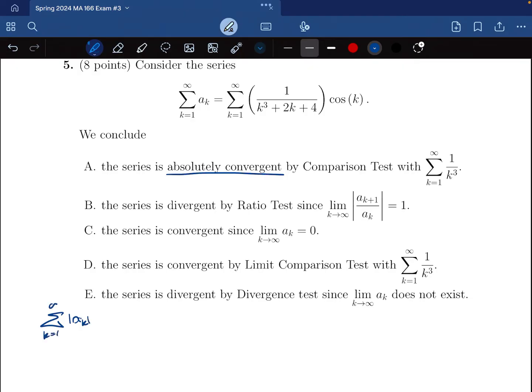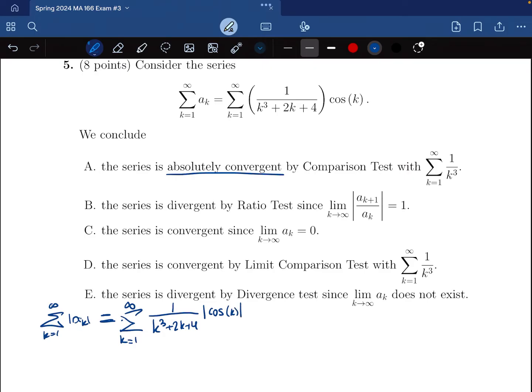K equals 1 to infinity. So this is equal to 1 over k cubed plus 2k plus 4. So notice, since our series is from k equals 1 to infinity, this part will always be positive. The part that we have to take the absolute value of is cosine of k.